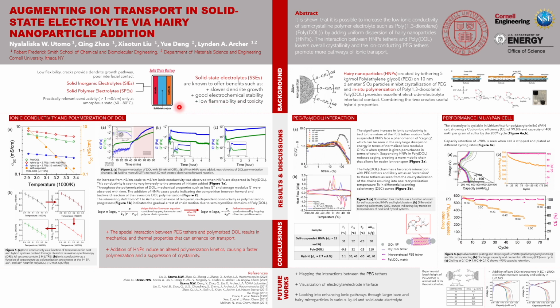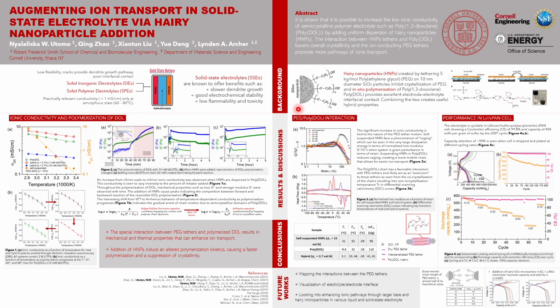There are typically two classes of SSEs, one made with inorganic or ceramic materials, SIEs, and one made with organic polymeric materials, SPEs, each obviously with downfalls. SIEs, for instance, have poor interfacial contact between the electrode and the electrolyte, while the most famous SPE, polyethylene oxide, PEO, is semi-crystalline and only has practically useful ionic conductivity at its amorphous state at 60 to 80 degrees Celsius, which is not practical for everyday uses.